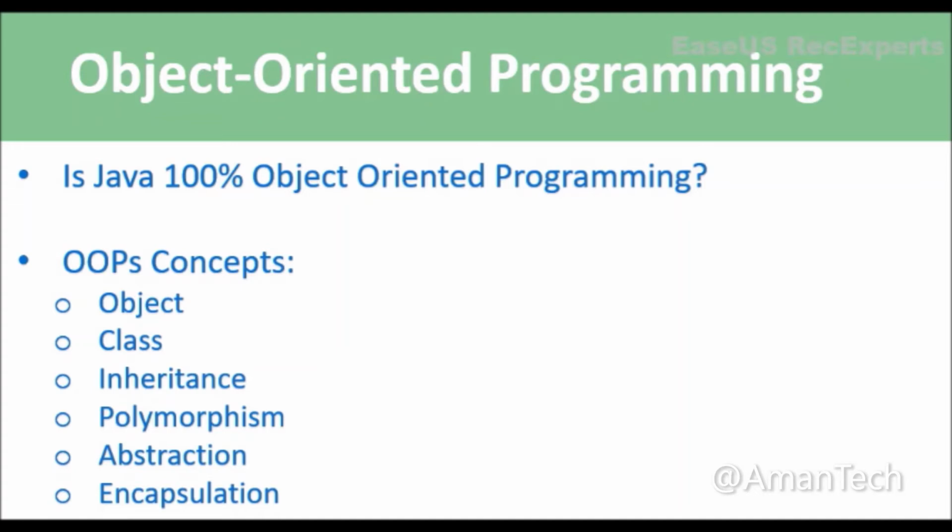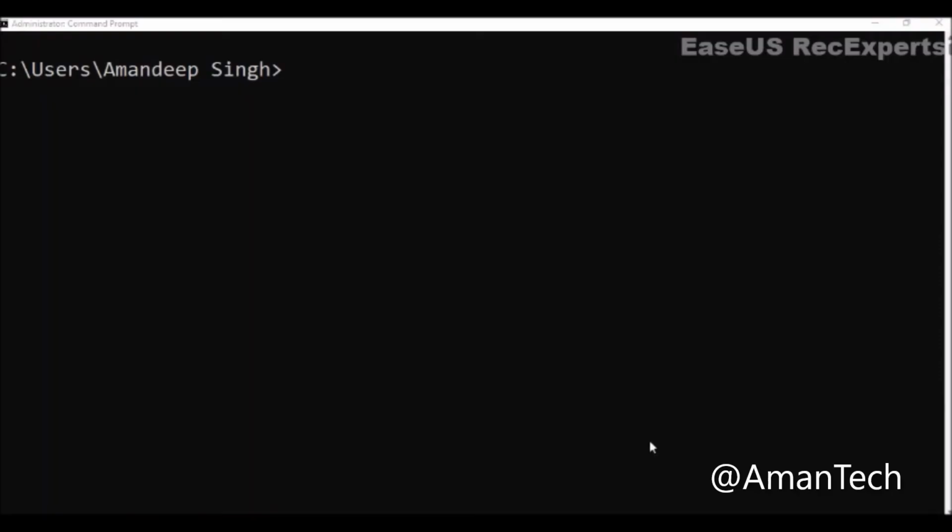The last concept that we'll be discussing under this section is encapsulation. The process of wrapping code and data together into a single unit is known as encapsulation. A Java class is an example of encapsulation as it binds together various properties of the class and their behavior.